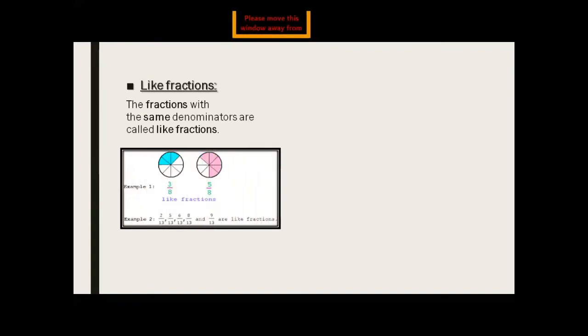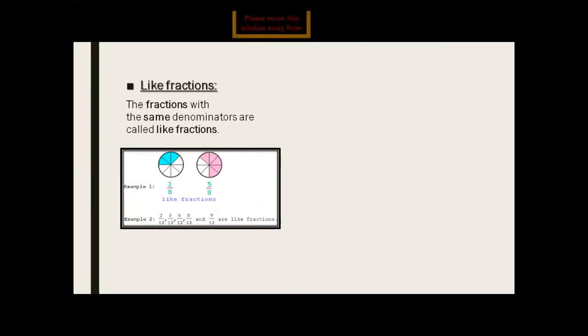Okay. Now we have furthermore like fraction. What is like fraction? The fractions with the same denominators are called like fractions. That type of fraction which has the same denominator is called like fractions. Check this example. Example number 1, 3 over 8, 5 over 8. So the denominator of both fractions is the same, 8 and 8. So that type of fraction which has the same denominators is called like fractions.